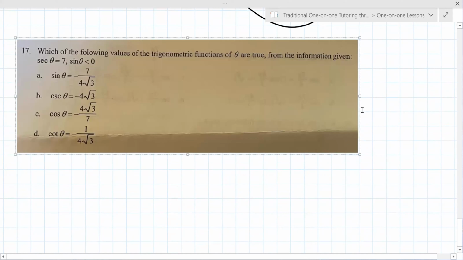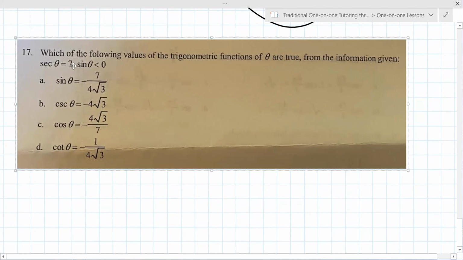All right, which of the following values of the trigonometric functions of theta are true from the information given? Okay, so it says that secant of theta is 7 and sine of theta is less than 0. This is a problem where they want you to determine which quadrant you're in. So sine is negative. Did you see this in class this year? Yeah. Okay, so the sine is positive for sure in the top left and the top right, but sine is negative in both of these.